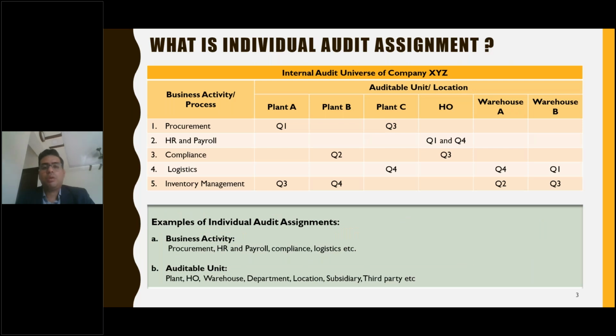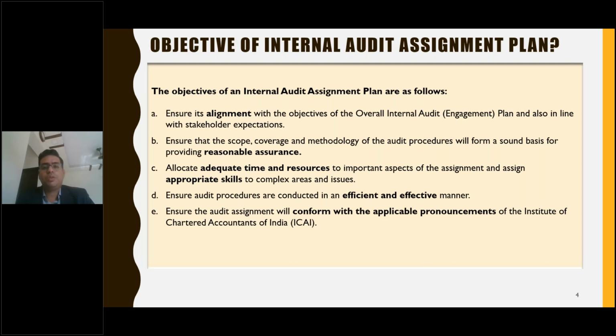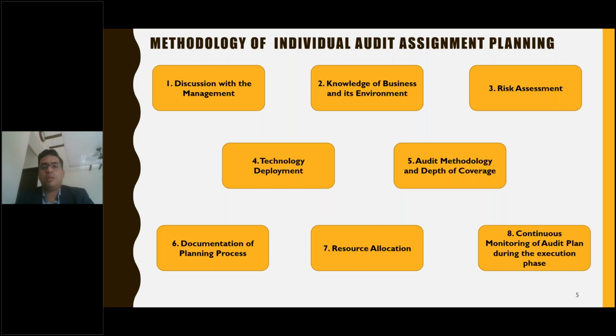When we understood the individual audit assignments, then what are the objectives which you have to keep in mind before planning, and these are all the 8 areas or requirements or methodology as per the standard which you should consider while planning. It includes discussion with the management, knowledge of the business, risk assessment, technology deployment, audit methodology and depth of coverage, documentation of the audit plan, resource allocation, and continuous monitoring.